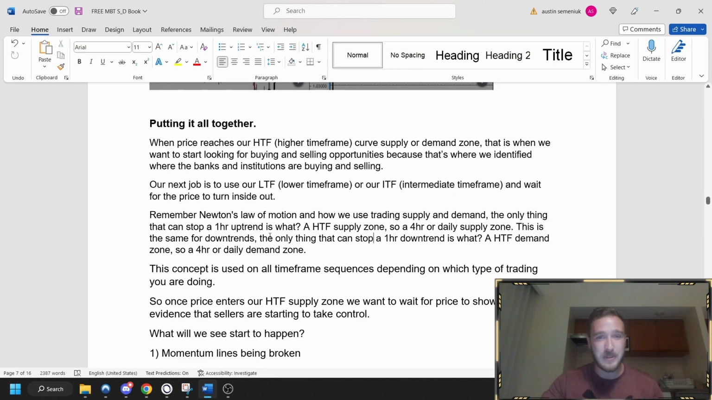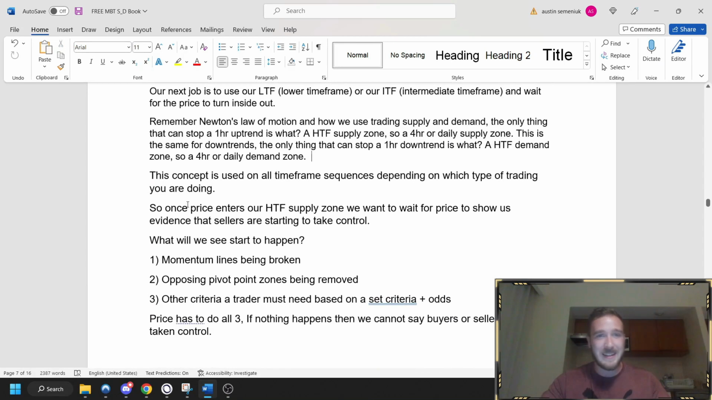This is the same for downtrends, right? The only thing that can stop a 1 hour downtrend is what? A higher time frame demand zone. Okay, we just talked about that. This can all be used on all time frame sequences, depending on what you are trading.